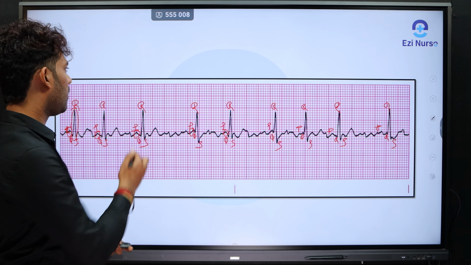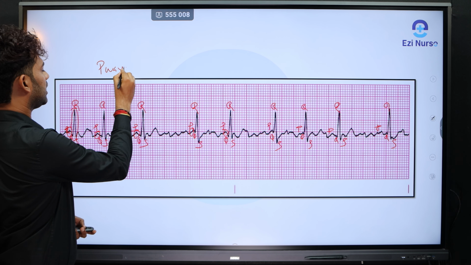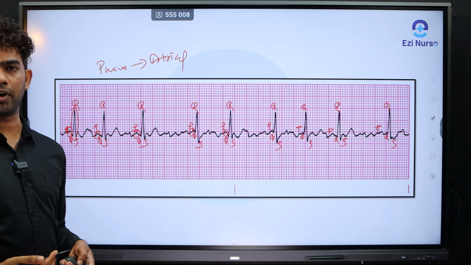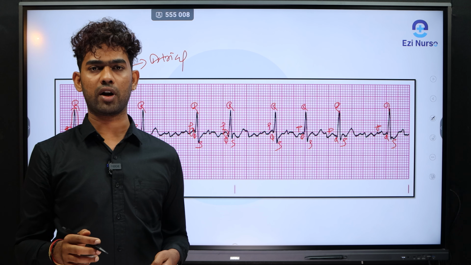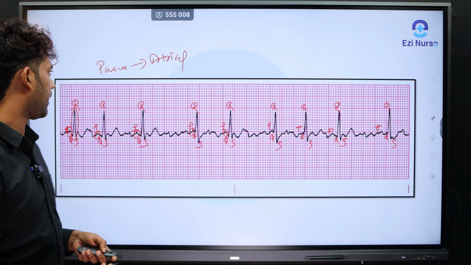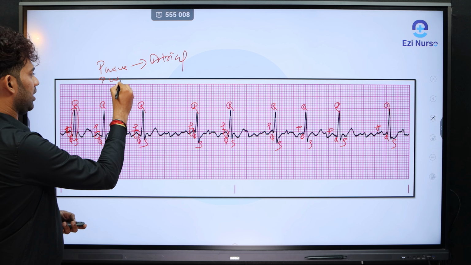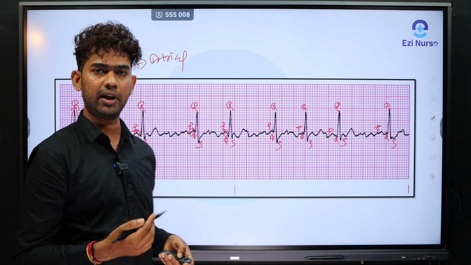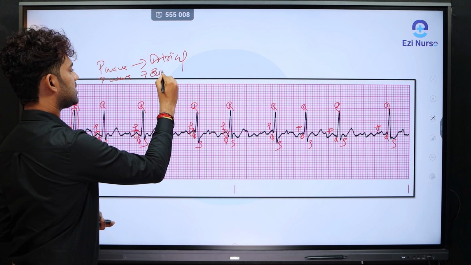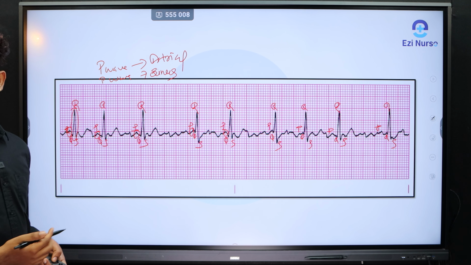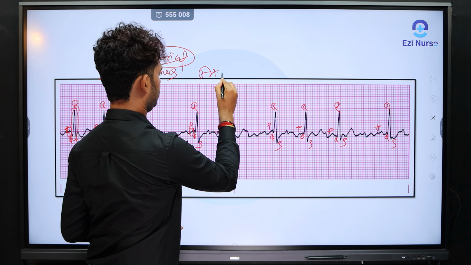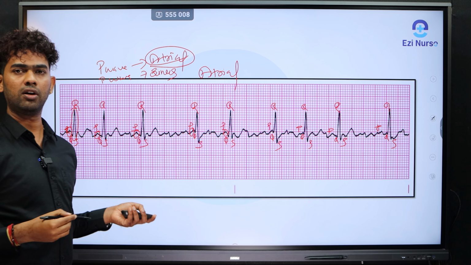If the P wave is not normal, then we call the condition atrial. What are the criteria for assessing the P wave? The shape would be small and round, and there will be 3 columns. Here it is not 3 columns. If the P wave is round in shape and there are 3 columns, then we can say the P wave is normal, and we call it sinus. So here the P wave is not normal, so we call this an atrial rhythm.